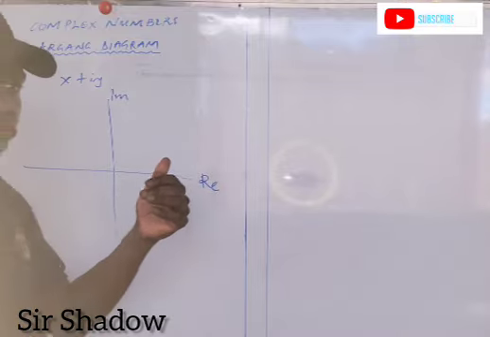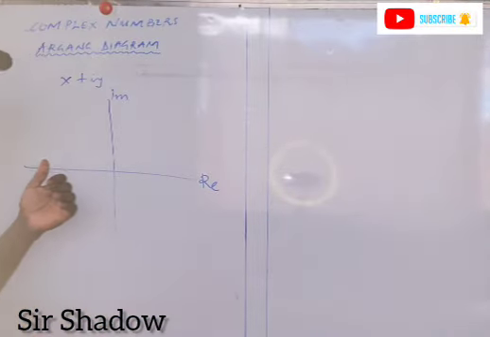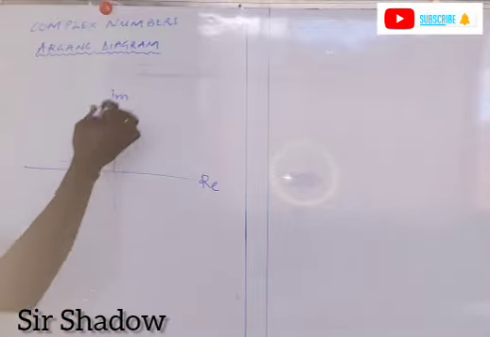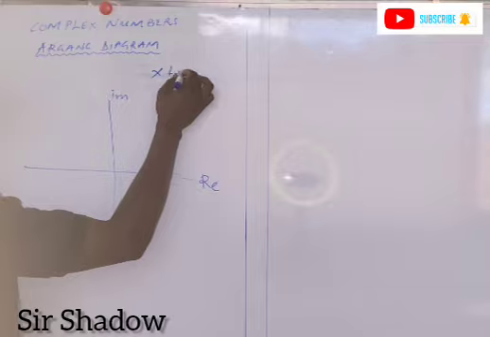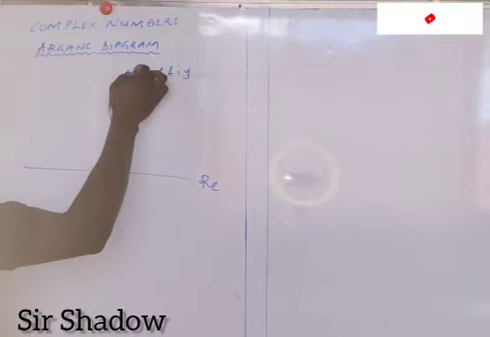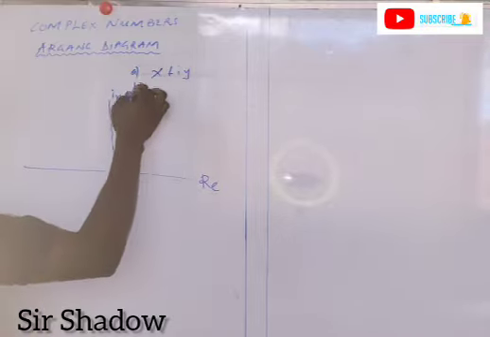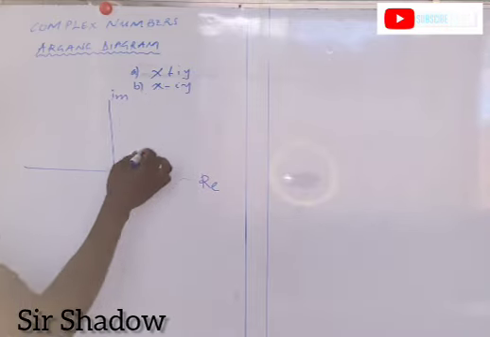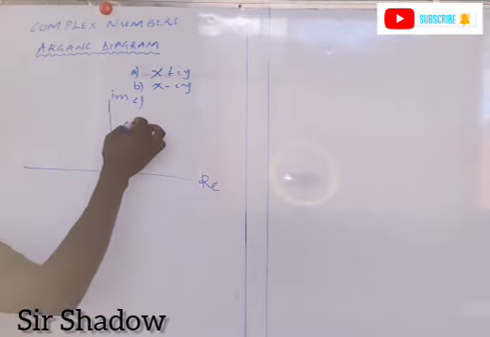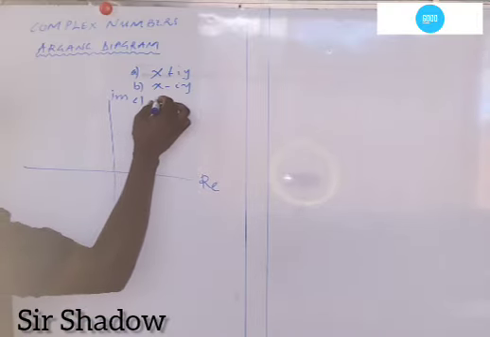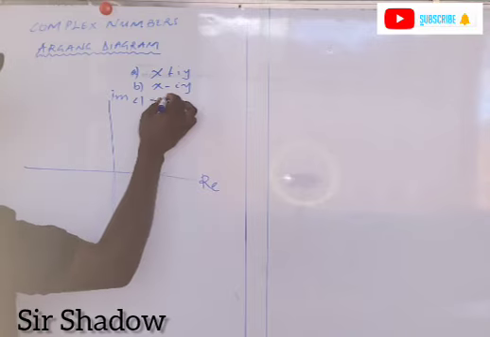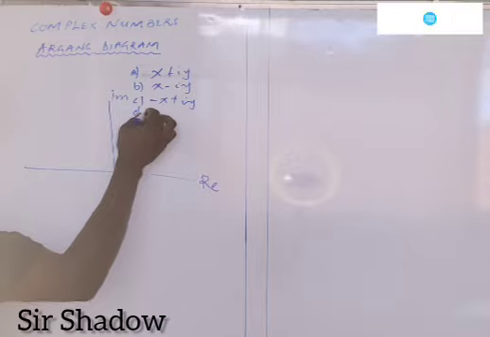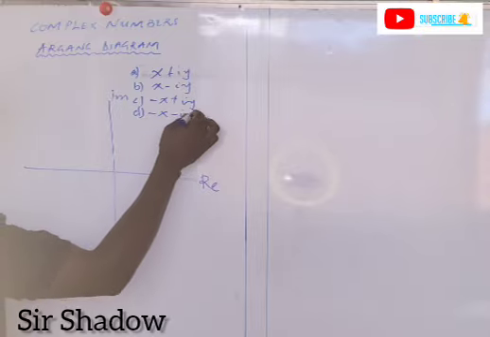So let's consider the following tactics whenever you are asked to represent a solution on the Argand diagram. We have x plus iy, right? This becomes A. Then B, we have x minus iy. Then C, we have minus x plus iy. Then the last one, we have minus x minus iy, right?